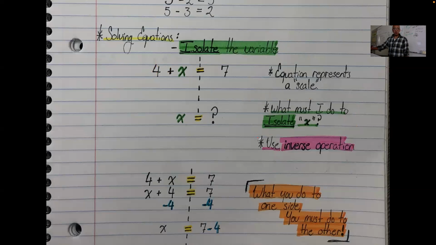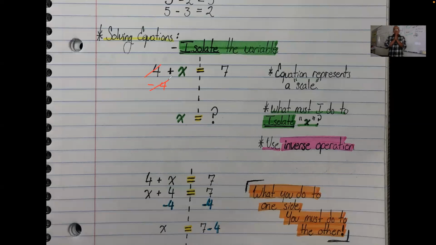Well, ladies and gentlemen, we're going to use the inverse operation. We're going to use the opposite operation. So here, in order to isolate the x, I need to do the opposite of adding 4, which is to subtract 4. And that's it. 4 minus 4 will equal 0. That would cancel it out.